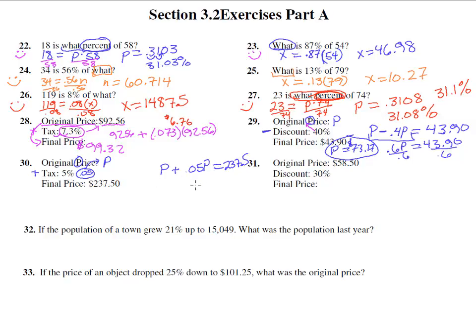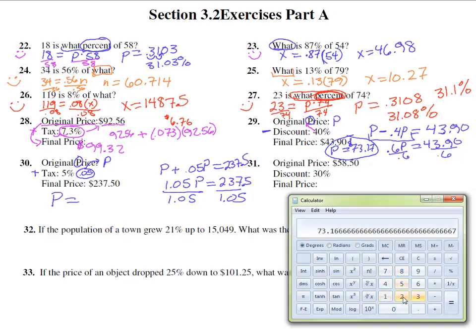There's no fractions, there's no parentheses, but we do need to combine these like terms together. Remember, there's an imaginary 1 out in front of the p. 1 plus 0.05 gives us 1.05p equals 237.50. Well, can we get that p by itself? Certainly we can. We divide by 1.05, divide by 1.05, and we get that the original price had to have been, in our calculator, 237.5 divided by 1.05 equals 226.19.